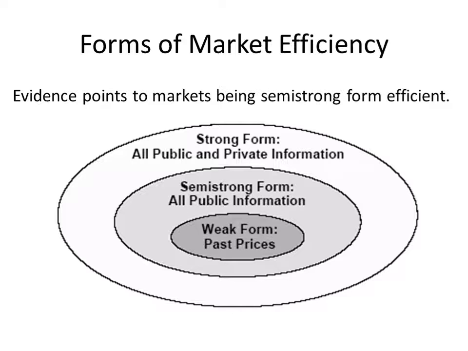In fact, United States securities laws are based on the idea that markets are semi-strong form efficient because they forbid the trading on inside private information. That prohibition is based on the assumption that trading on private information will give you returns over and above the risk-adjusted return that we would expect for the stock otherwise.